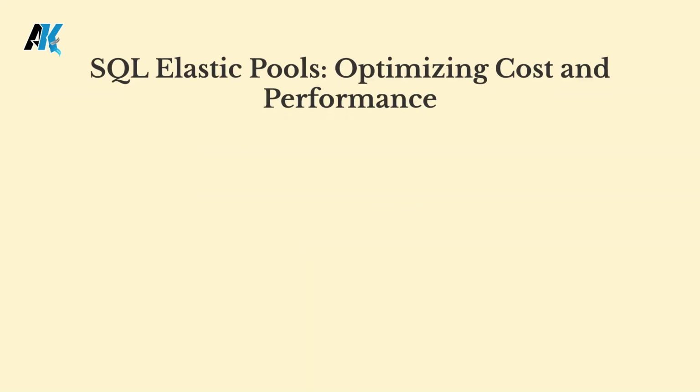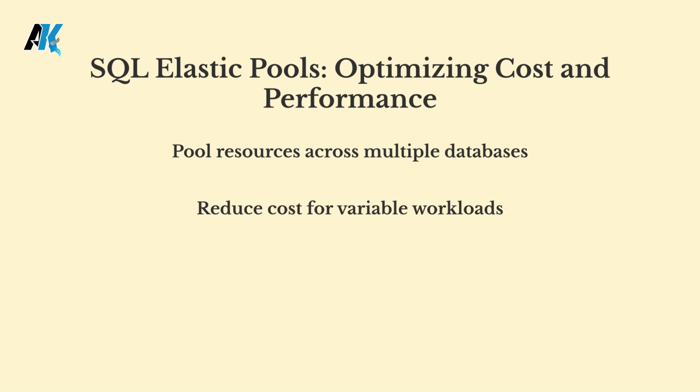SQL Elastic Pools allow you to pool resources across multiple databases, ensuring that they share a common set of resources. This is particularly useful for managing variable workloads where some databases may experience higher demand than others. Elastic pools help optimize costs by automatically scaling resources to match the usage patterns of each database.